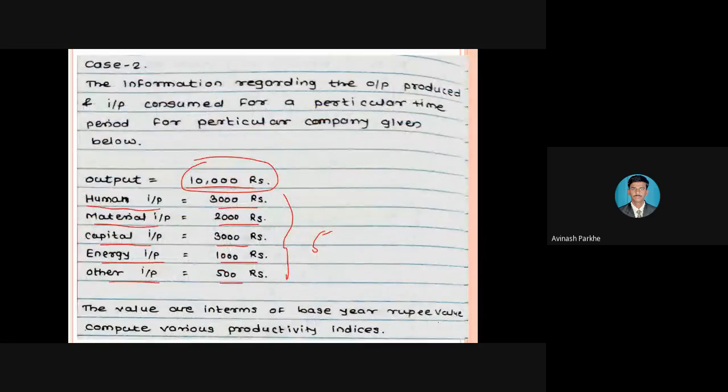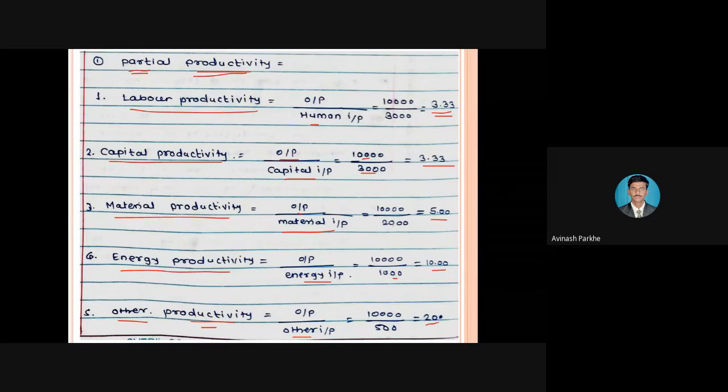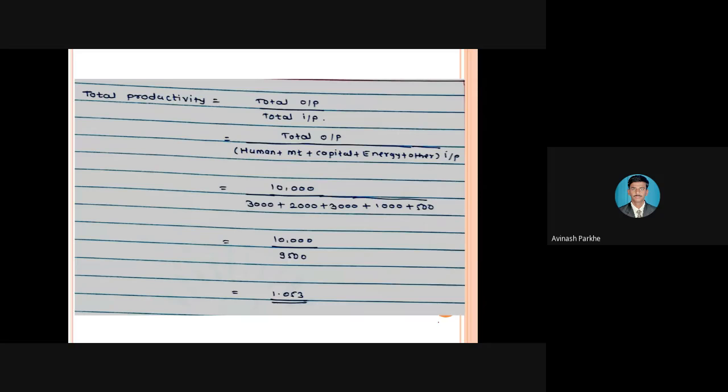They have asked to compare or calculate various types of productivity. We can calculate the partial productivity, the total productivity, and the total factor productivity. So there are 3 types of productivities: partial, total productivity, and total factor productivity. Whatever we have calculated just now is called partial productivity, which is calculated for the required input parameters. For all those inputs we have calculated the partial productivity.